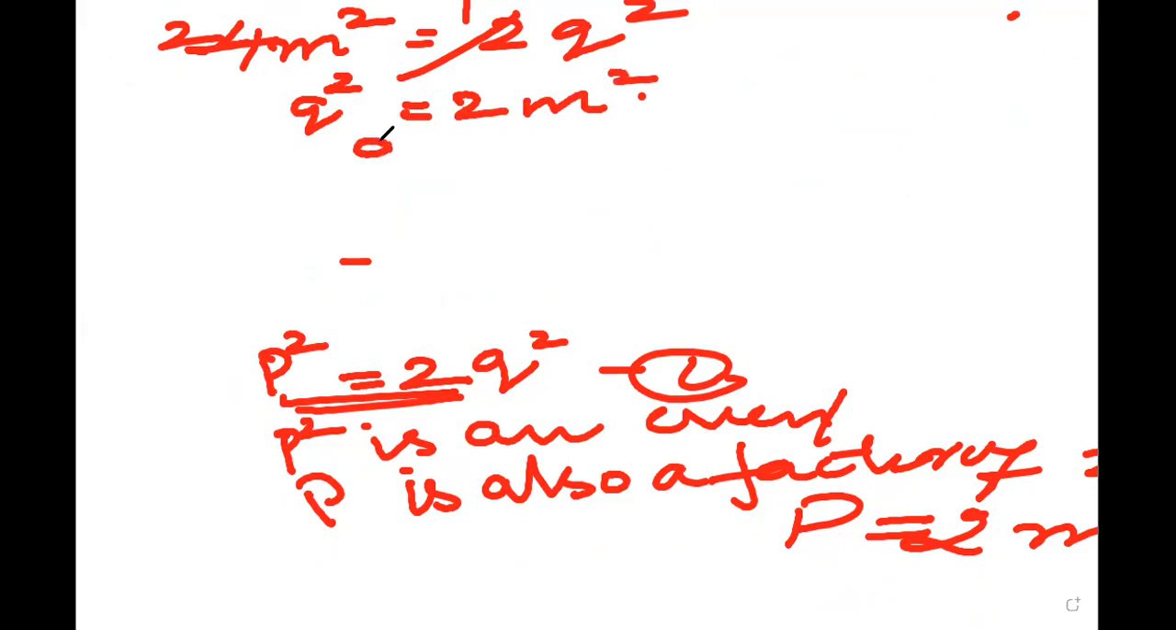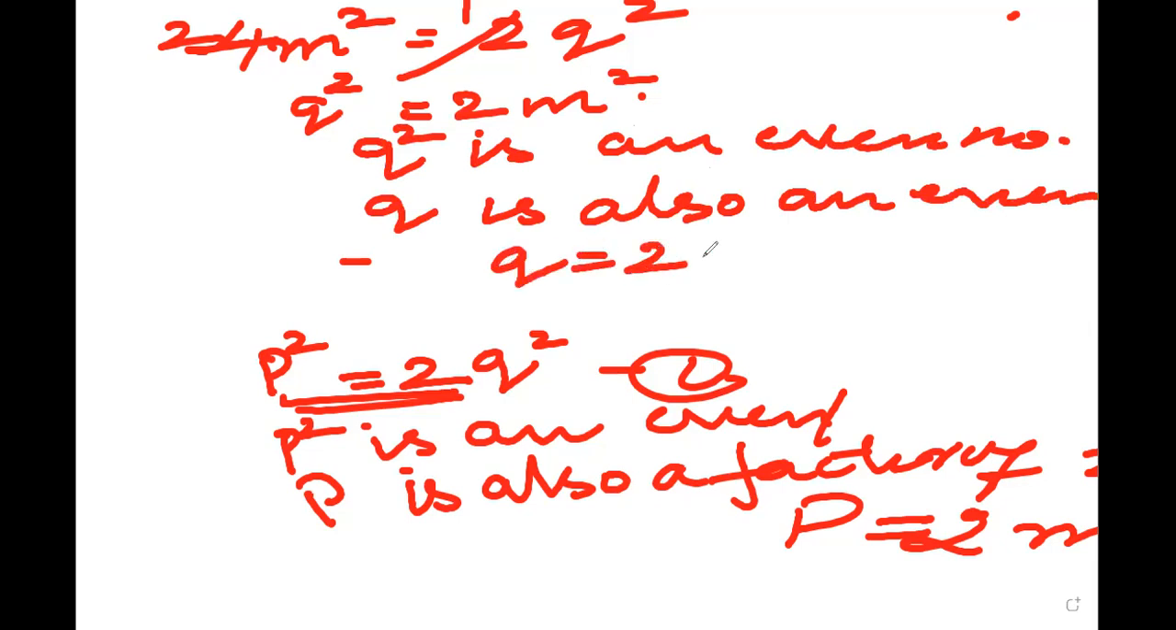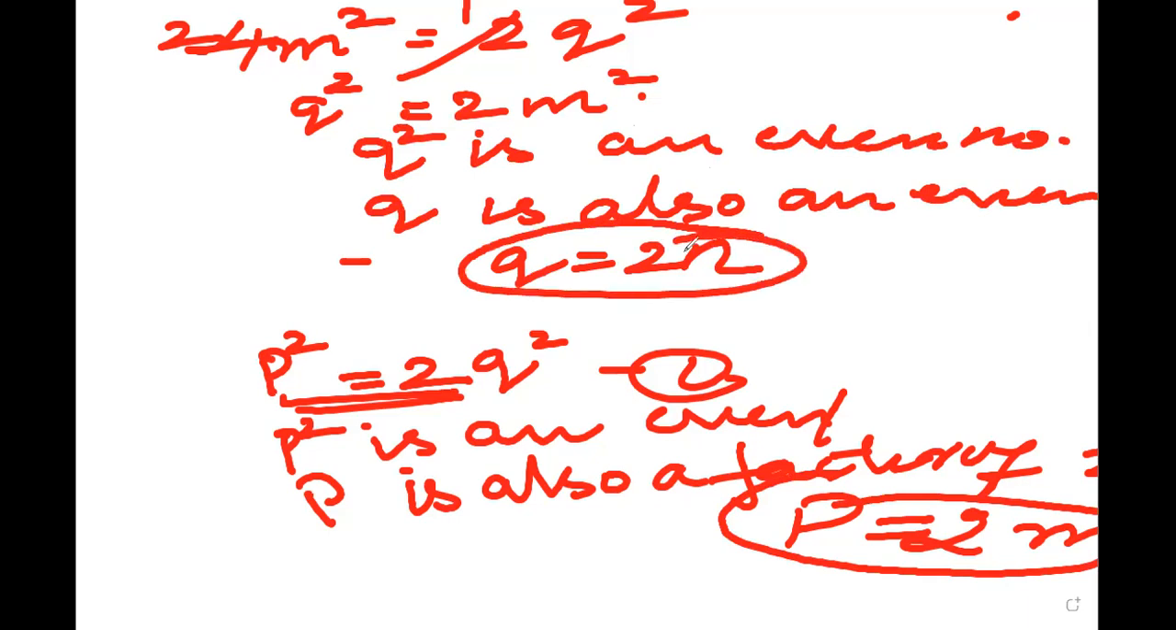So here you can say that q square is also an even number. Further you can say that q is also an even number or a multiple of 2. So here you can write q is equal to 2n. Now children, you can see that p is equal to 2m and q is equal to 2n. Both have a common factor 2.